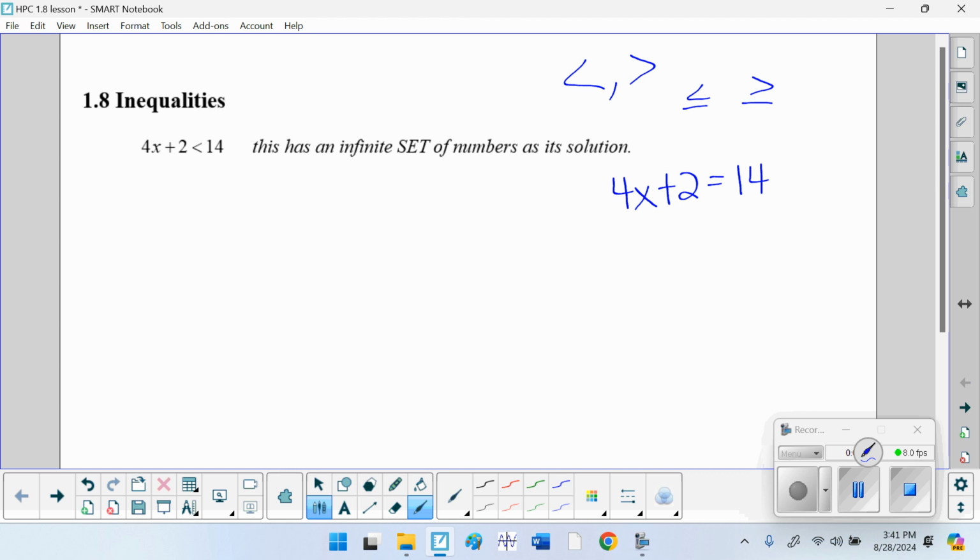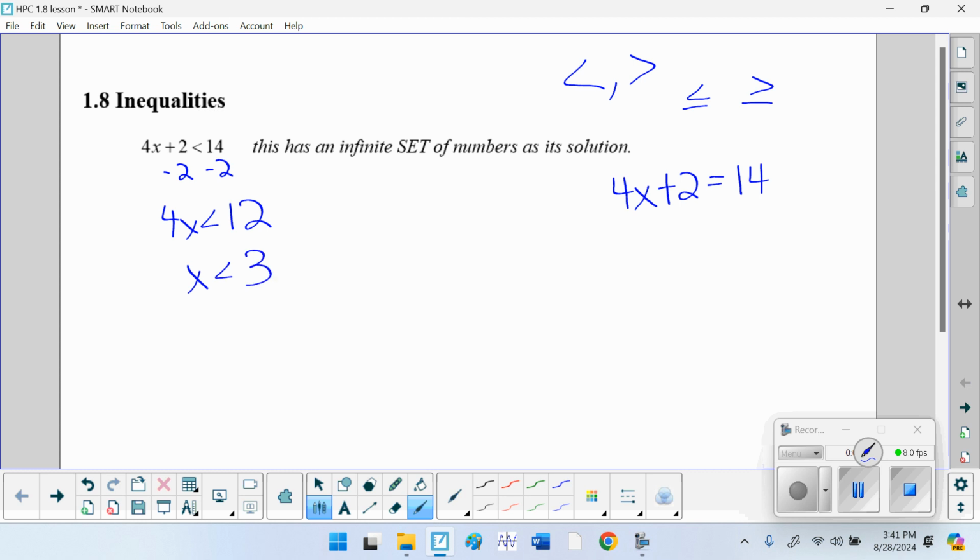With equations, we could subtract 2 on both sides. With an inequality, we're also allowed to subtract 2 on both sides. And then divide by 4 on both sides to get x by itself. I can do that with an inequality as well. And I get x is less than 3.